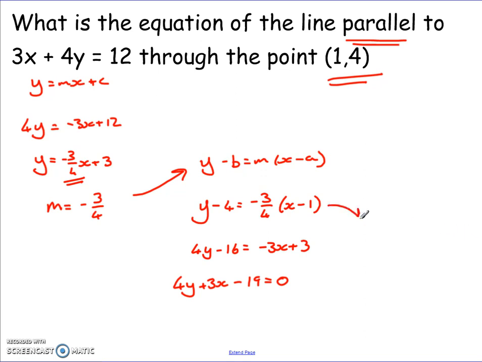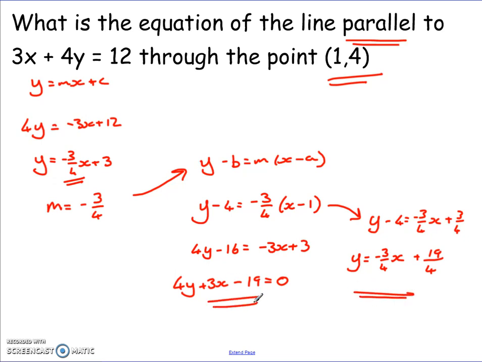Again, if I'd wanted the y equals mx plus c version, I would then do y minus 4 equals negative 3 quarters x plus 3 quarters, and then shift the 4 across there. I get y equals negative 3 over 4 x, and then adding 4 on, so I get plus 19 over 4 there. Either version's fine, but again, general equation of a straight line, we tend to try and stick to this version here at higher.